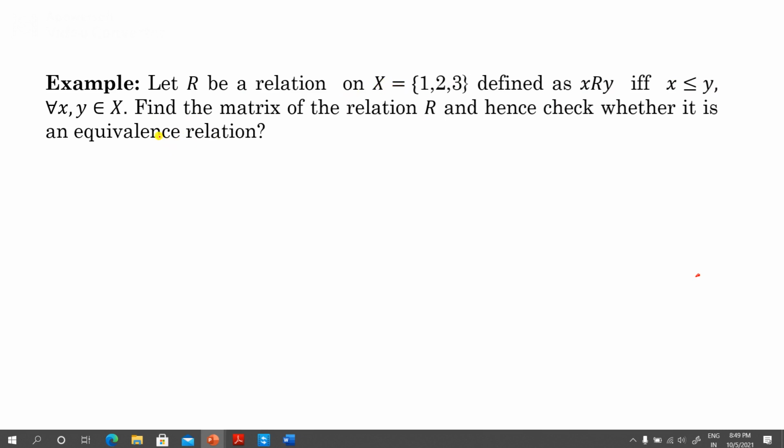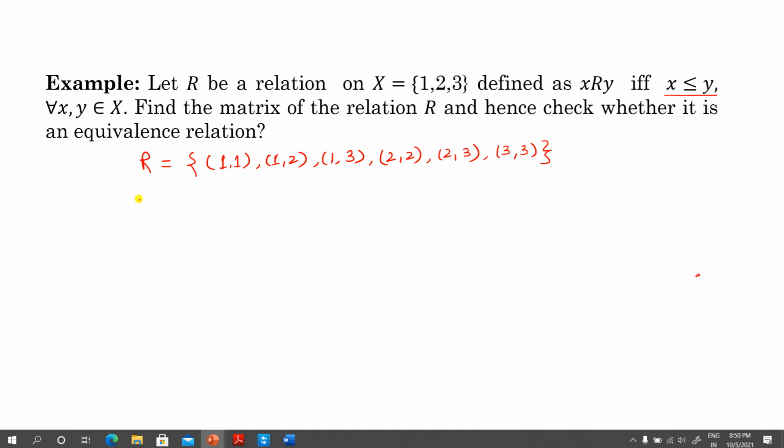So X equal to 1, 2, 3. First we will write the elements of R, where x is less than or equal to y. So we can write (1,1), (1,2), (1,3). Similarly (2,2) and (2,3), and finally (3,3). So these are the elements of R which satisfy this definition: x is less than or equal to y.